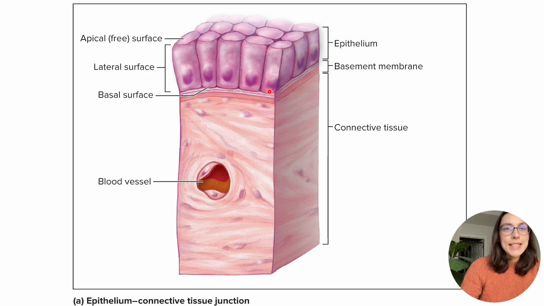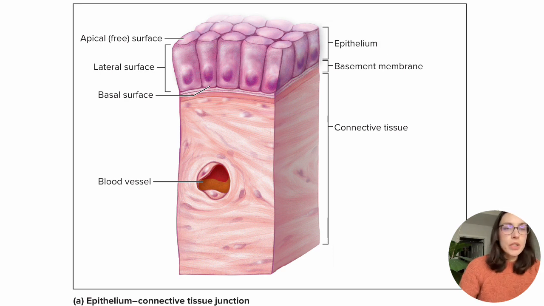So the side of the cells that are touching the basal membrane is called the basal surface of those cells, whereas the side of the cells that are not touching anything because they are out in the space, maybe inside of your stomach or something, is called the apical or free surface of the epithelium. Okay, so these are some general characteristics that are true for all epithelial tissues.